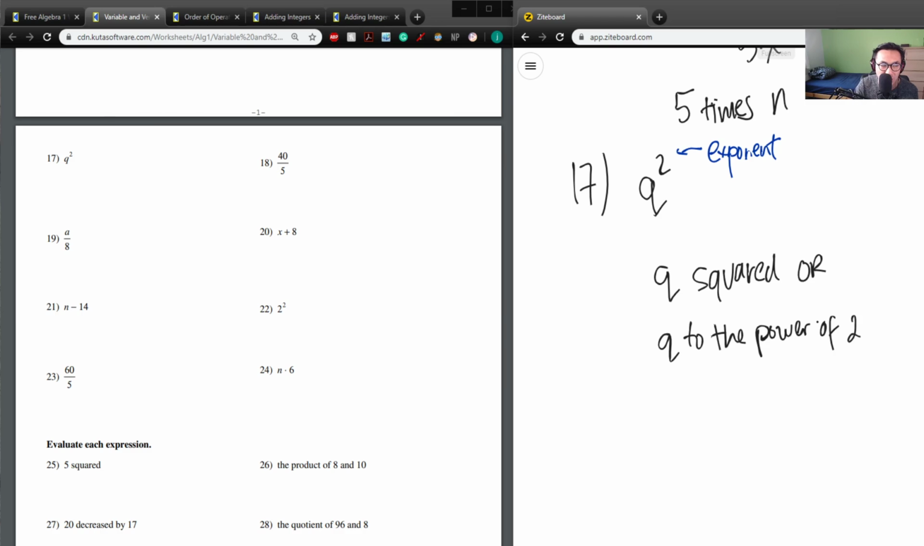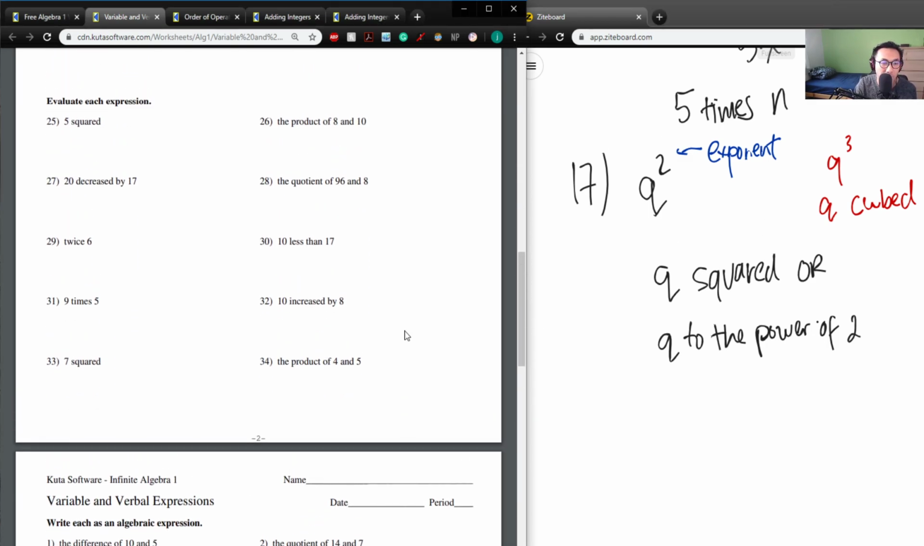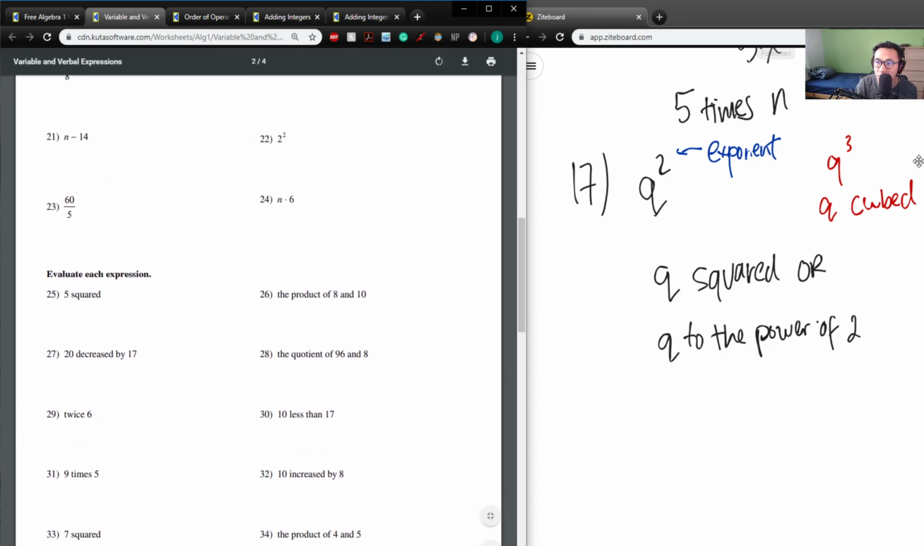That's what mathematicians do, just to save us some air. Same with if this was q to the power of 3, for example. I'm just doing a little side here. If this is q to the power of 3, we just call this q cubed. And that rhymes. Not q to the power of 3, because we're saving some time here, since to the power of 2 and to the power of 3 are very common exponents that we use regularly, so we just have them as shorthand here. Okay, so let's do some evaluating, and then we're going to move on.